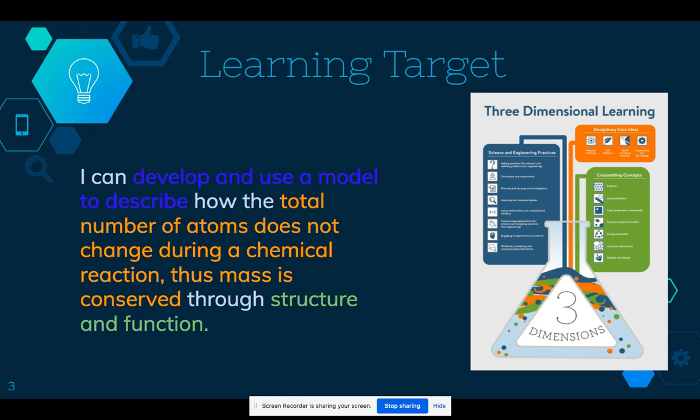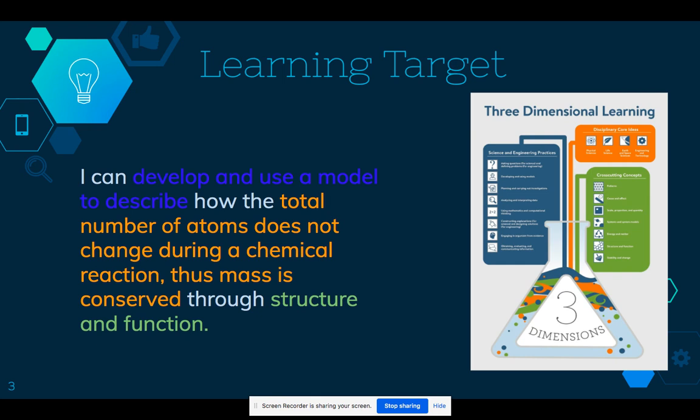And then, how the total number of atoms does not change during a chemical reaction, thus mass is conserved. What that really means is, let's say we have a chemical reaction, just like the one that we did with our citric acid and baking soda. When we added the water to it, it had a chemical reaction, it created gas. And that gas was carbon dioxide. So our carbon dioxide molecules, one carbon and two oxygens, were flying around in the air. They were created. The atoms rearranged. And we lost some of them in the air.